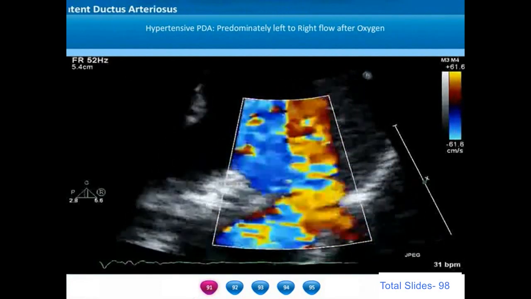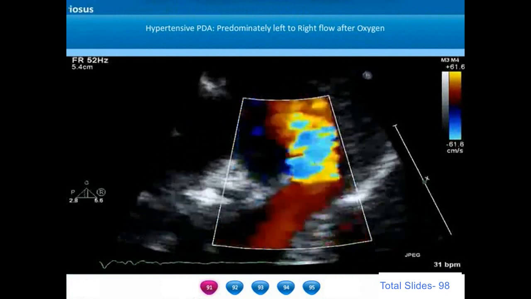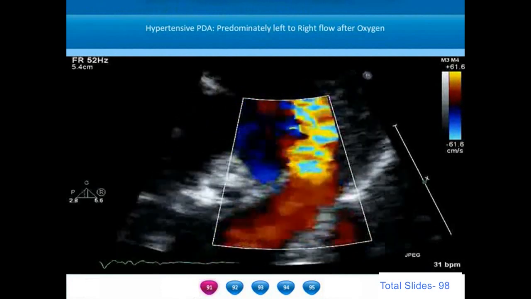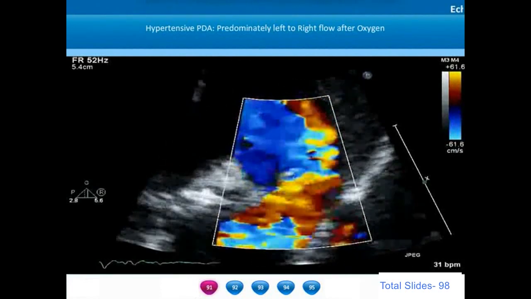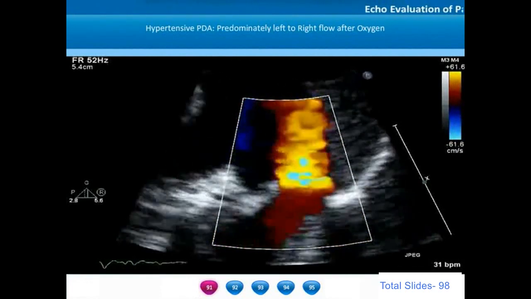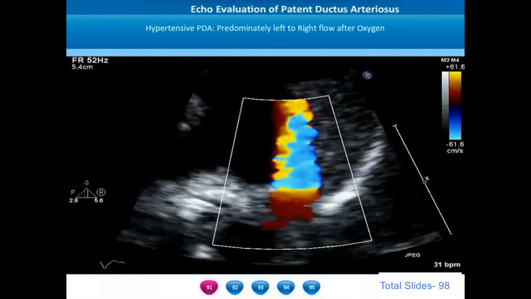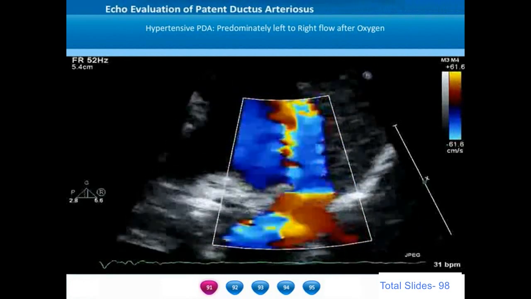After continuing the oxygen for a little longer time, we notice that there is a complete reversal of the flow of that hypertensive PDA. The ductus, which was primarily shunting right to left in room air, is now shunting entirely left-right on oxygen.